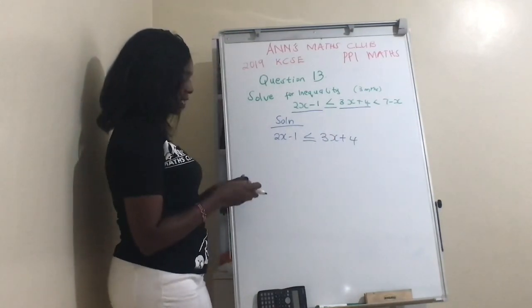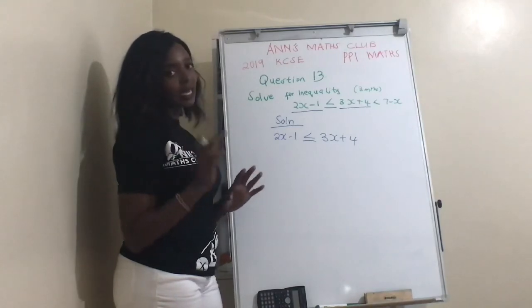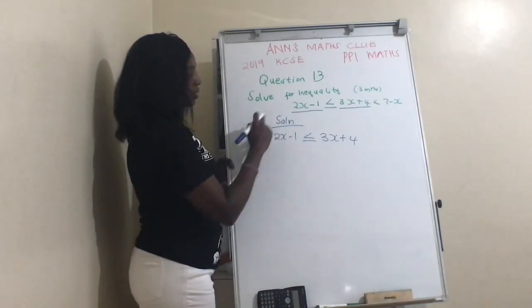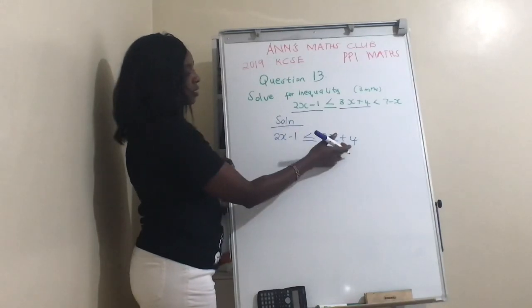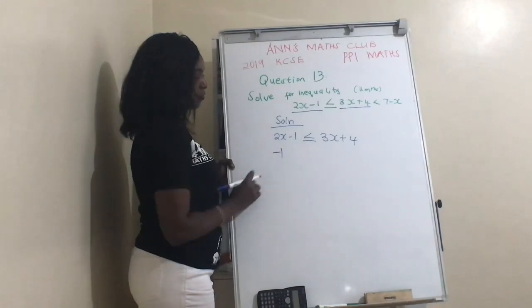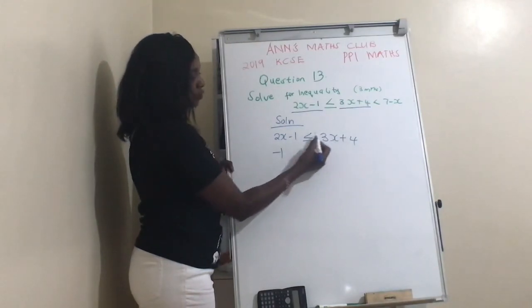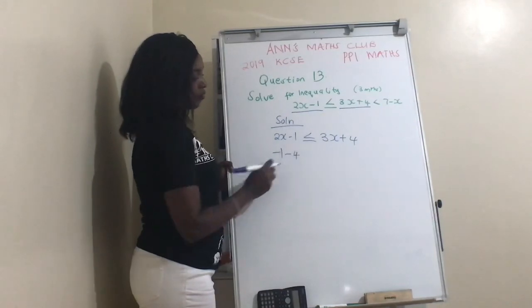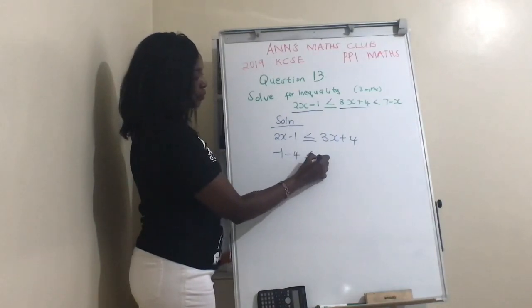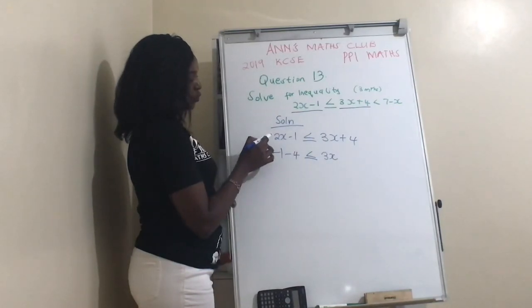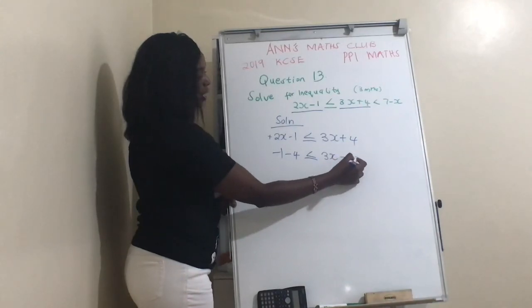So when you have such, you can decide now to collect the like terms together. And by this, you can decide to take this 2x to this other side and bring this whole number 4 to this side. So for this side, you're left with negative 1. And because you're bringing 4 to this side and it's a positive sign, it becomes a negative 4. Less than or equal to, you're left with 3x this side. And while bringing the 2x to the other side, it's a positive, so it becomes a negative 2x.